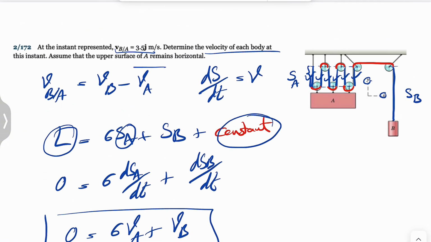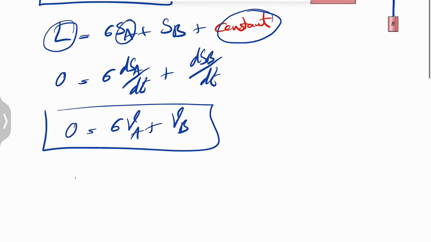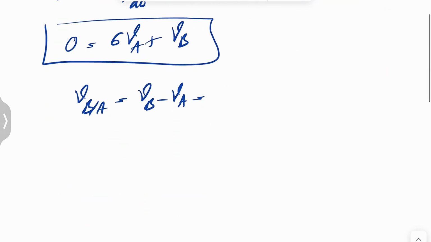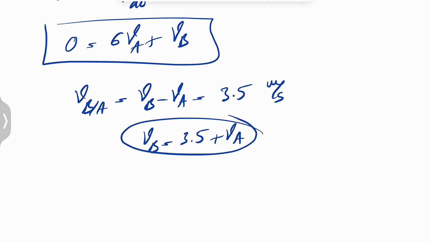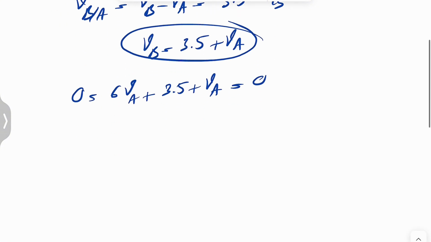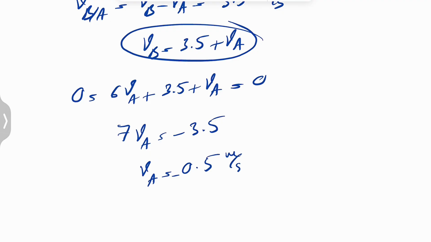Keep in mind that we also have another equation: the velocity of B relative to A was VB minus VA, which the question gave us as 3.5 meters per second. That means VB is equal to 3.5 plus VA. We're just going to plug this into this equation. So 0 is equal to 6 VA plus 3.5 plus VA. So 7 VA is equal to negative 3.5, so VA is going to be negative 0.5 meters per second.